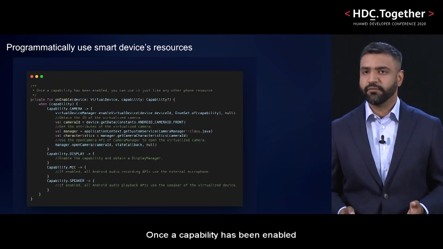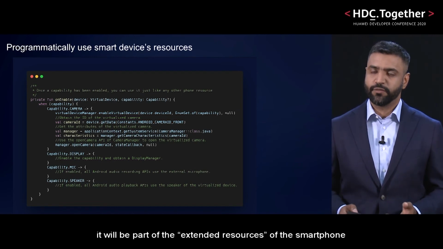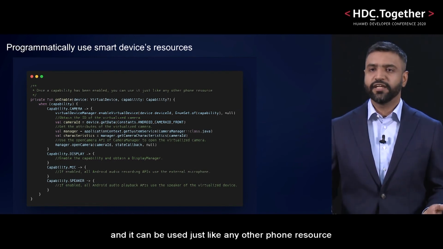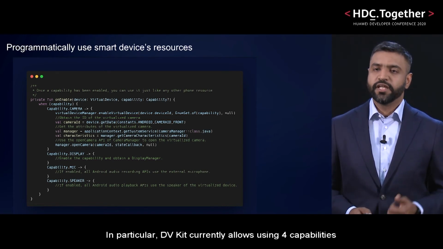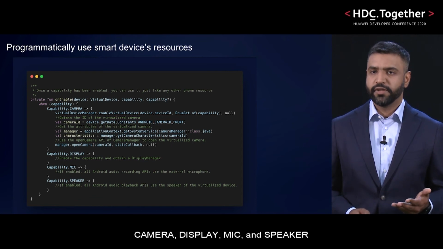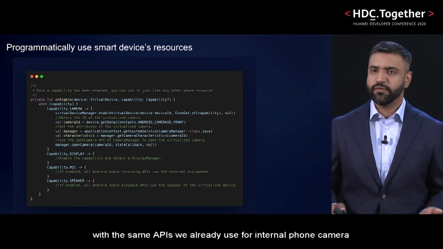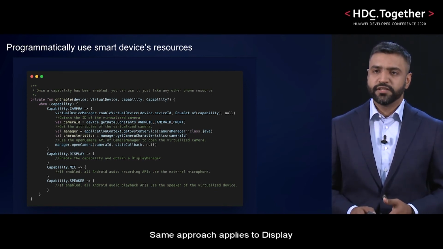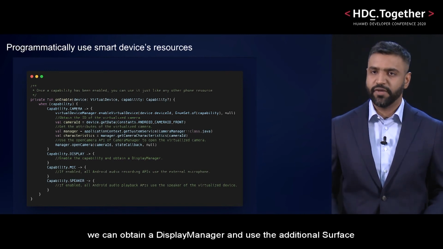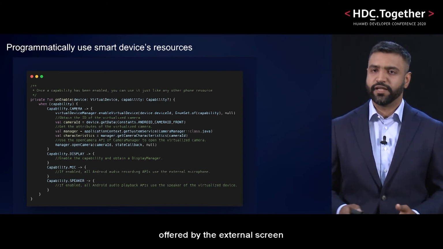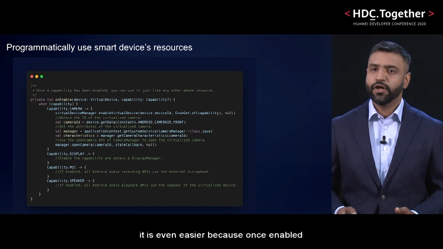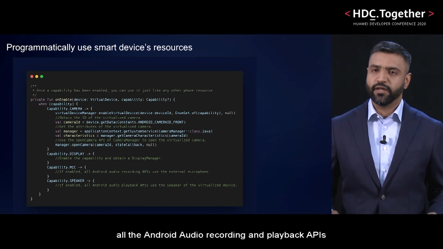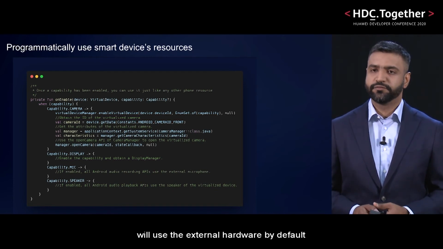Once a capability has been enabled, it will be part of the extended resources of the smartphone, and it can be used just like any other phone resource. In particular, DVKit currently allows using four capabilities: camera, display, mic, and speaker. In that way, we can use an external camera with the same APIs we already use for the internal phone camera, for example, the Camera2 API from Android. The same approach applies to display. We can obtain a display manager and use the additional surface offered by the external screen. With microphones and speakers, it is even easier because once enabled, all the Android audio recording and playback APIs will use the external hardware by default.